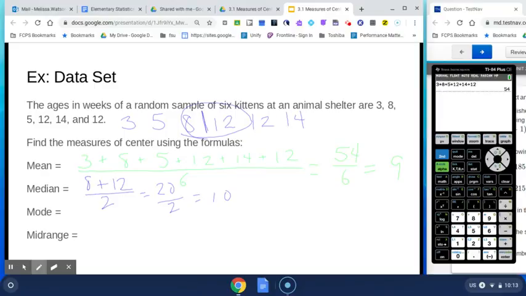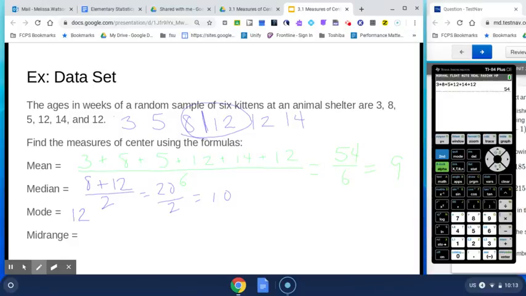The mode is the most frequently occurring number in the data set. There's only one number that occurs more than once in this data set, and it's 12. You could have no mode for a data set, or you could have more than one number that's a mode for a data set.